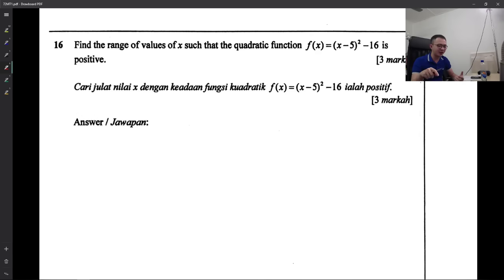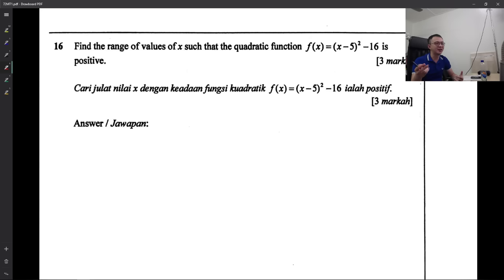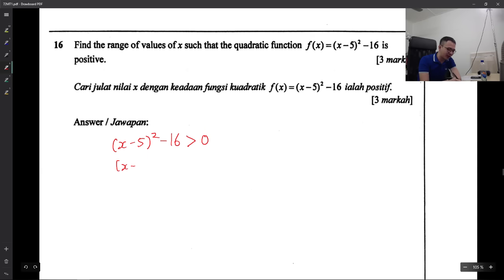Okay, find the range of values of x such that the quadratic function is positive. There are a few ways you can do it. That means this quadratic function is positive, so bigger than 0. I need to solve this. You can expand and factorize again if you want, or you can use a squared minus b squared. Because 16 is a perfect square number, I can call it 4 squared.